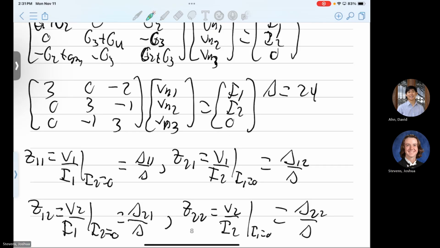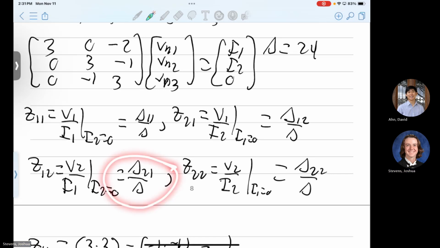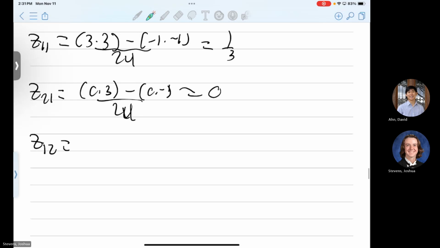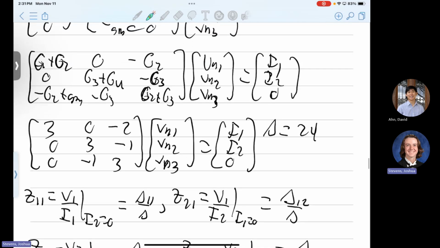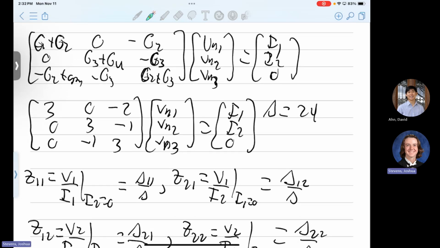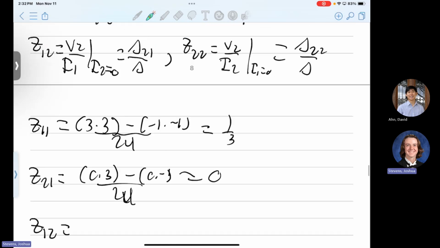Now, Z12 is the opposite. Cut out the, oh wait, here we do delta 21. So it is the second row, first column, do the determinant, 0 times 3 minus -1 times -2. Am I tripping right now? Give me one sec. I just labeled it wrong.